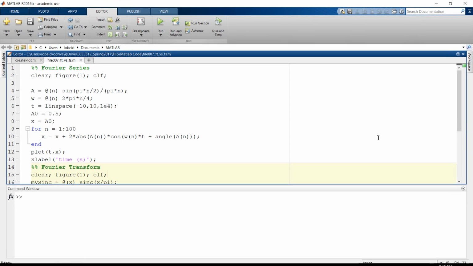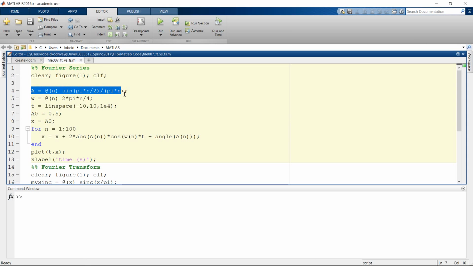So in MATLAB, let's start with the Fourier series. You can see that here's my definition of A. That's exactly the one that we calculated by hand. Here's my formula for the frequency. Here's my DC offset that I'm going to use to initialize x. And then I'm just going to loop through 100 harmonics. In each case, I'm going to calculate the frequency of the nth harmonic. That comes from the formula on line 5. And I'm going to calculate the magnitude and the phase. That's going to come from the formula on line 4. I'm going to add them together, and I'm going to plot.